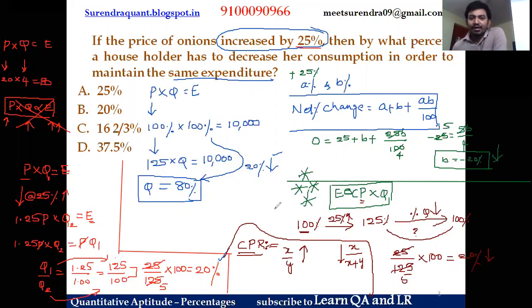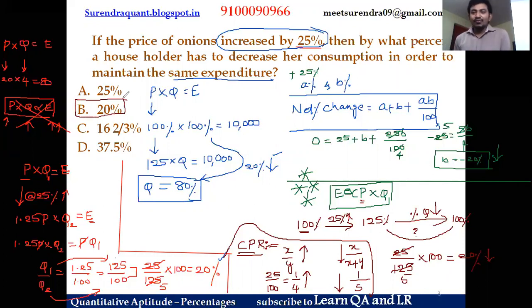If there is a 25% increase, by how much should the other decrease? Let us see. So 25% increases. What is the fraction? 1 by 4 increases. If 1 by 4 increases, what must decrease? It decreases by 1 by x plus y, numerator plus denominator, 1 plus 4, 5. So 1 by 5 means 20%.